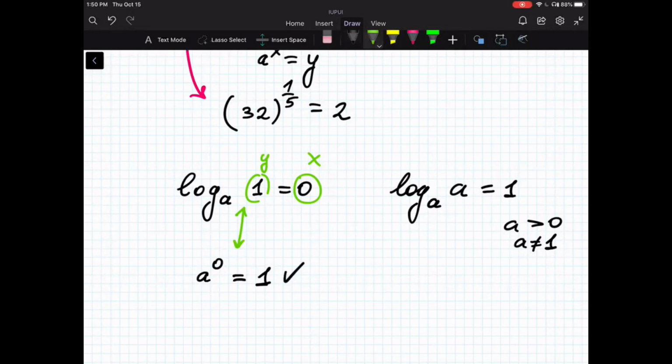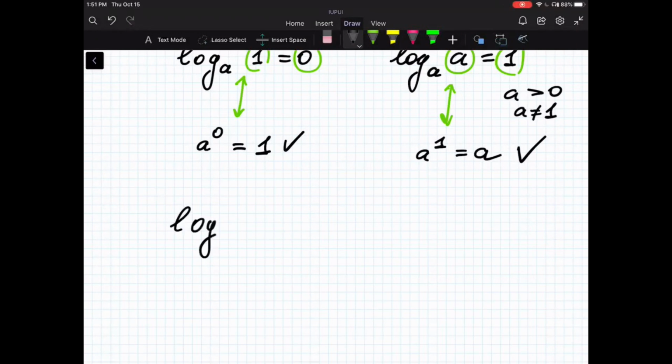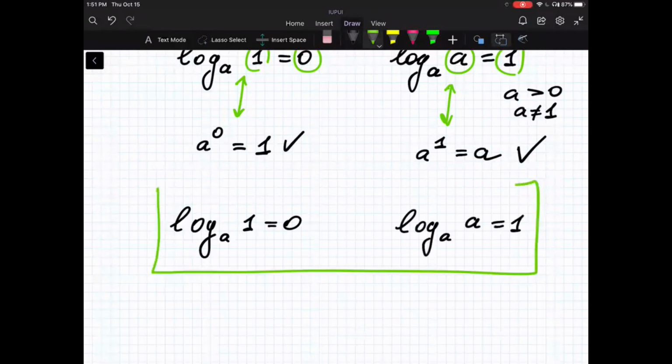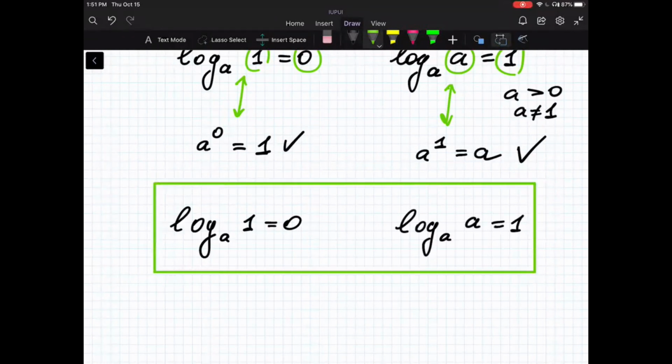And the same story happens here. So this is my y, this is my x, and the corresponding exponential form says that a to the power x is equal to y. And of course, also correct. These are first trivial properties, of course, but still they are important. Logarithm of 1 is 0, and logarithm of a with base a is 1.